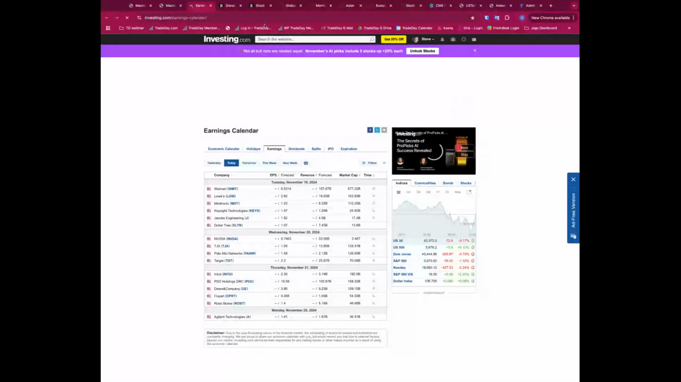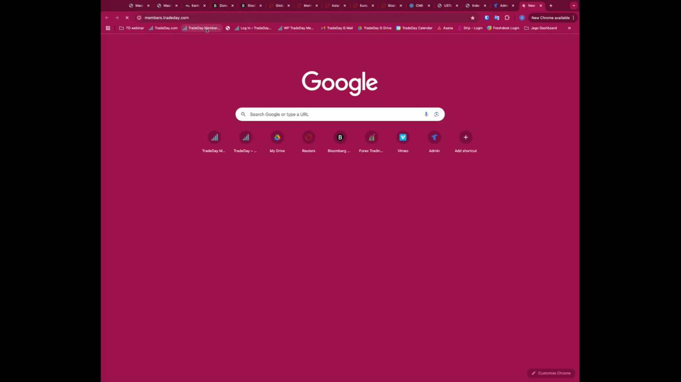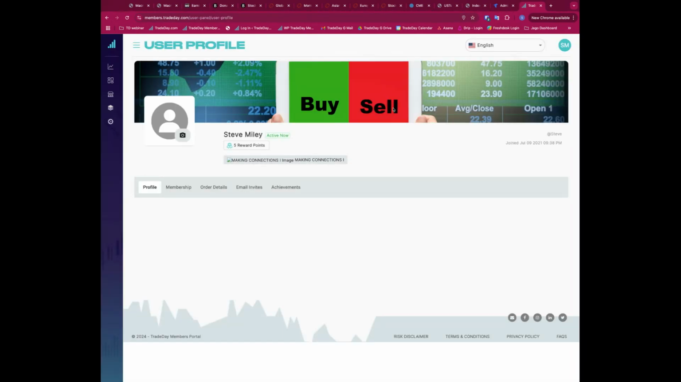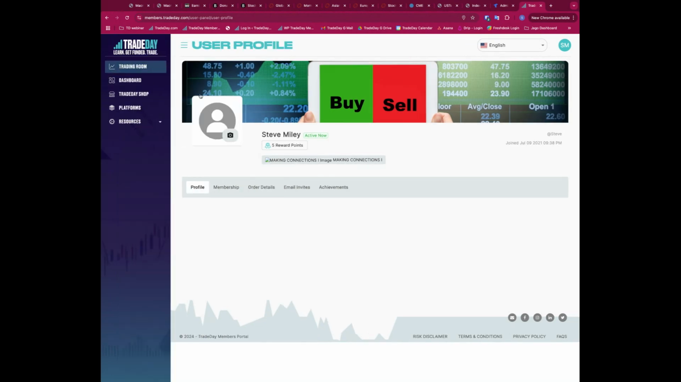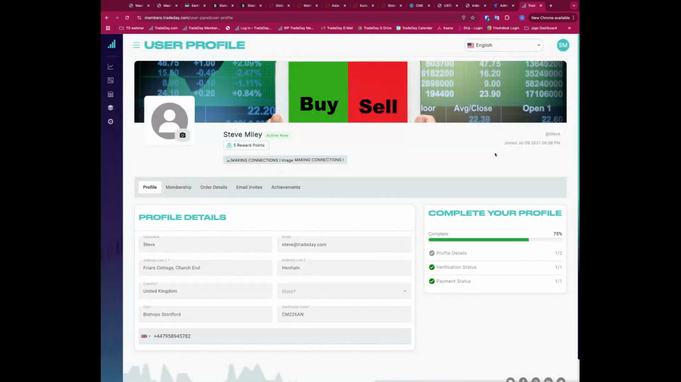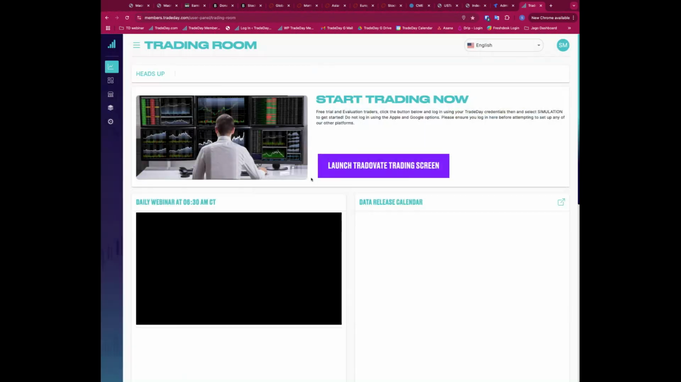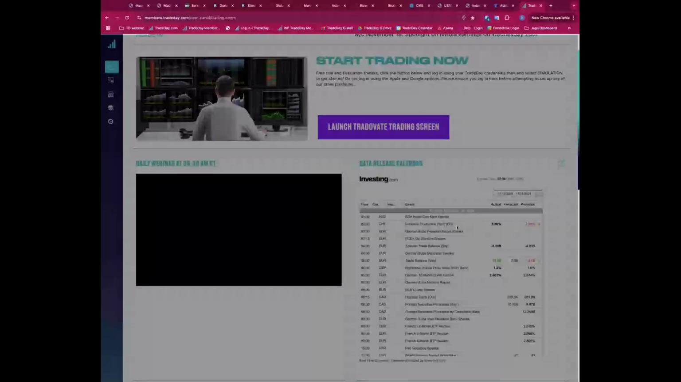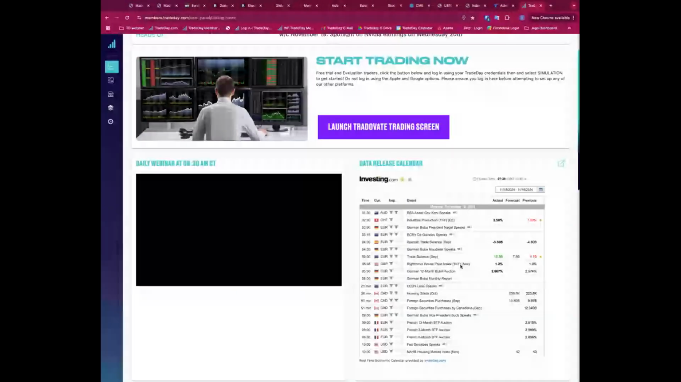Let me just go back and quickly pop open the Trade Day members area. Let me just go into that and pop out the calendar. Just bear with me while I get that open. Sorry, guys. But you can see in here the calendar for today. There's very, very little from the US side of note in here.